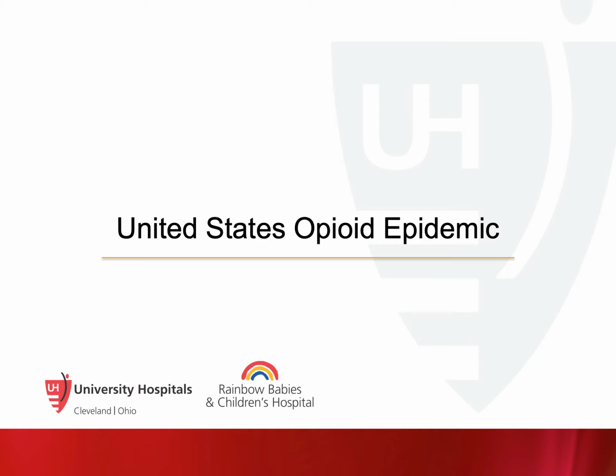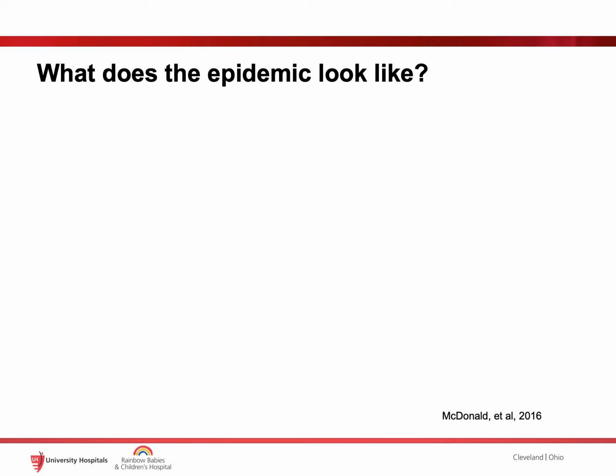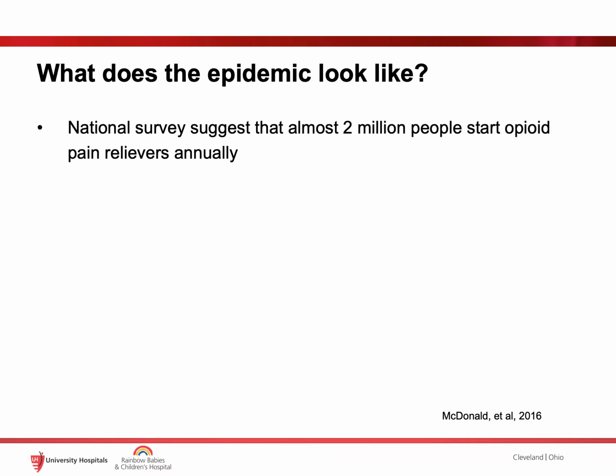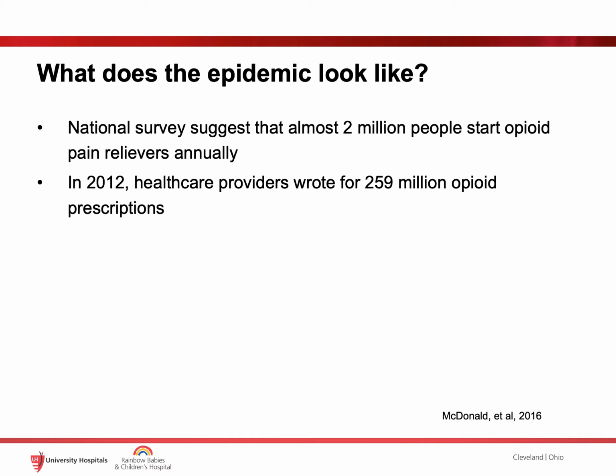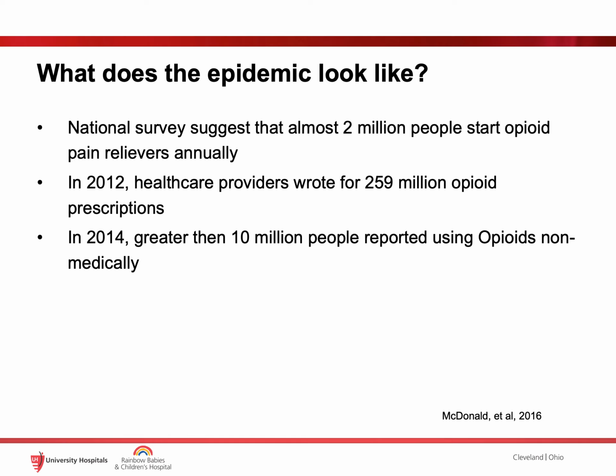So the United States opioid epidemic, as we've probably all heard. So what does this epidemic look like? The national survey suggests that almost 2 million people start opioid pain relievers annually. In 2012, healthcare providers wrote 259 million opioid prescriptions. In 2014, greater than 10 million people reported using opioids non-medically. I also found somewhere else where it stated that around 2014 there were enough opioids prescribed that every adult American could have their own bottle of opioid prescriptions.